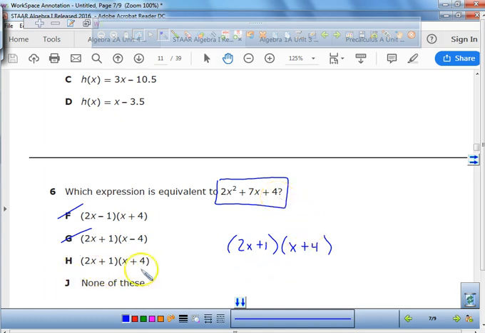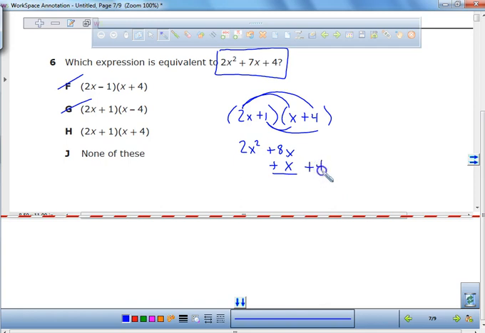So all we technically got to do is just check to see if this works. Let's do the FOIL method, right? 2x times x is 2x squared. 2x times 4 is an 8x. 1 times x is a 1x. And 1 times 4 is a 4. Notice 4.